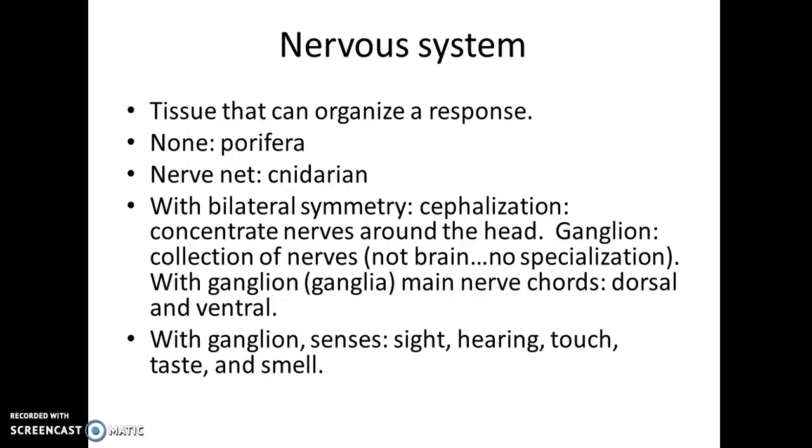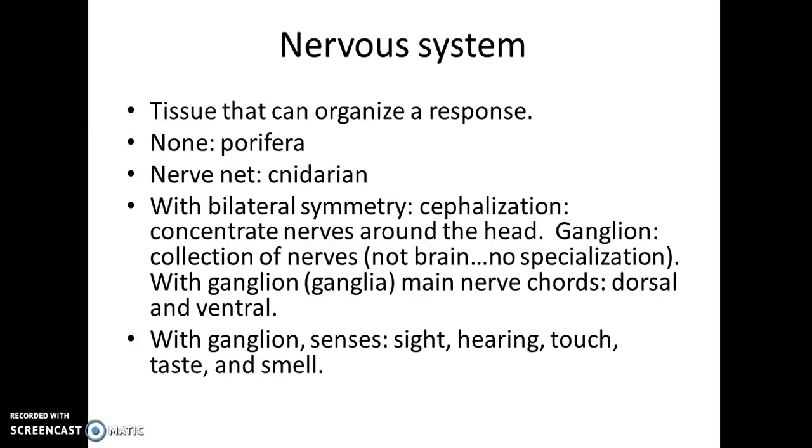Nervous system. These are tissues that can organize a response. So what types of nervous systems do we have? From none in porifera. Sponges have no sense of, I guess, pain or touch or anything. The cnidarians have a simple nerve net. Nerves are connected to each other. They can respond, but they really can't process the information.